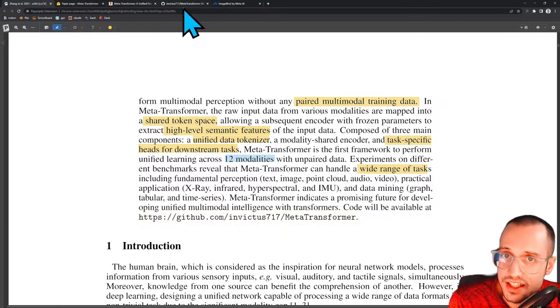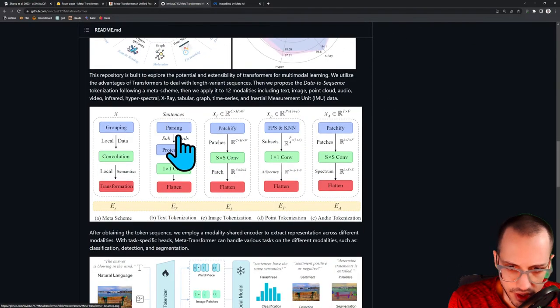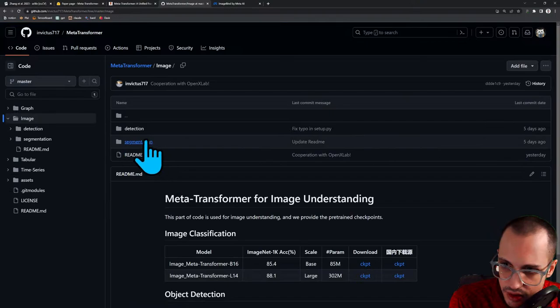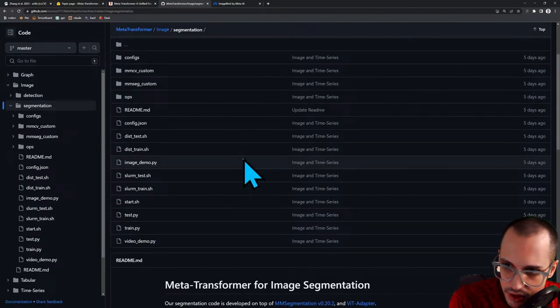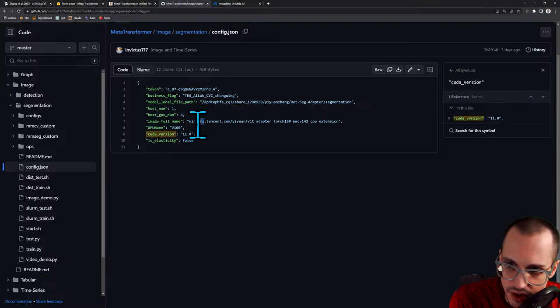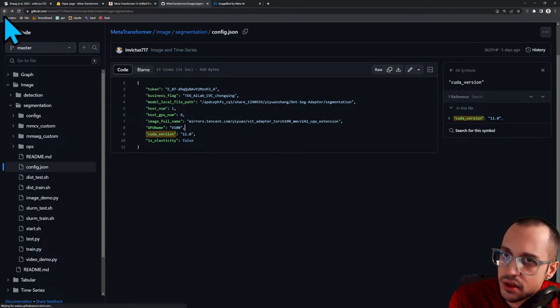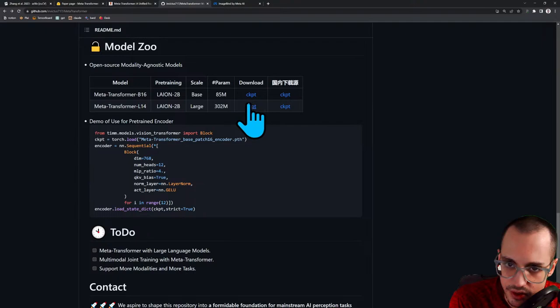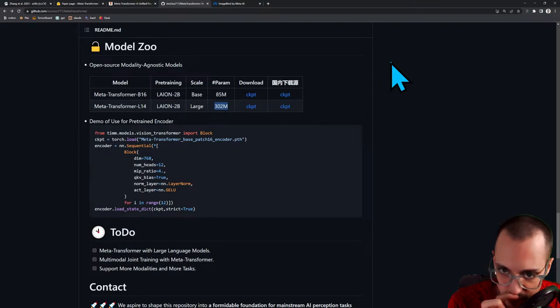Code will be available here. We do have the code pulled up. It does seem like it's a legit code base. Image segmentation. You got some scripts here. .sh is a script. You got some JSONs. Training these on V100s, these are kind of older. Let's see, do they actually have the model here? Can you download this model? Yeah, here you go, here's the model. 85 million parameters, and then 302 million parameters. That's actually not very big.